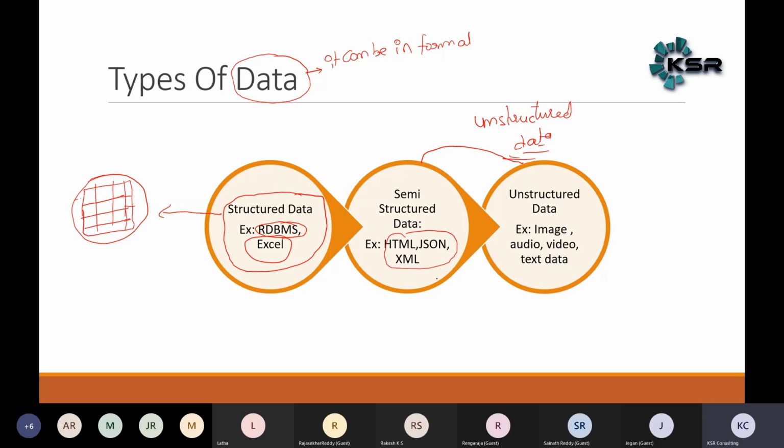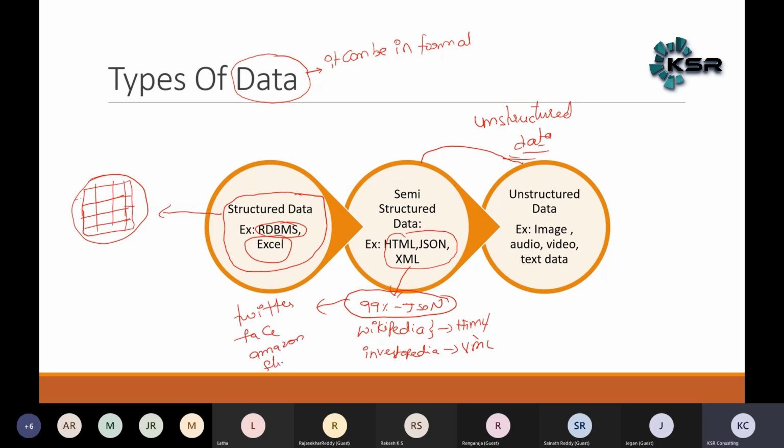HTML format is website data. 99% of data is stored in JSON format. For example, Wikipedia is stored in HTML format and Investopedia in XML. Twitter data, Facebook data, Amazon data, Flipkart data, Uber data, Ola data, Zomato data, every other piece of information is stored in the form of JSON format.